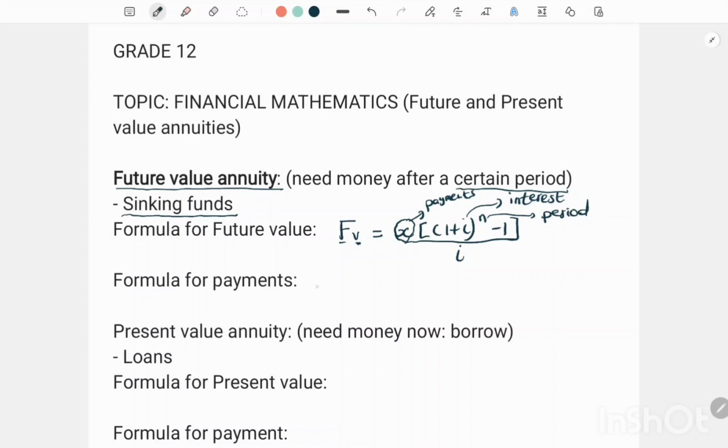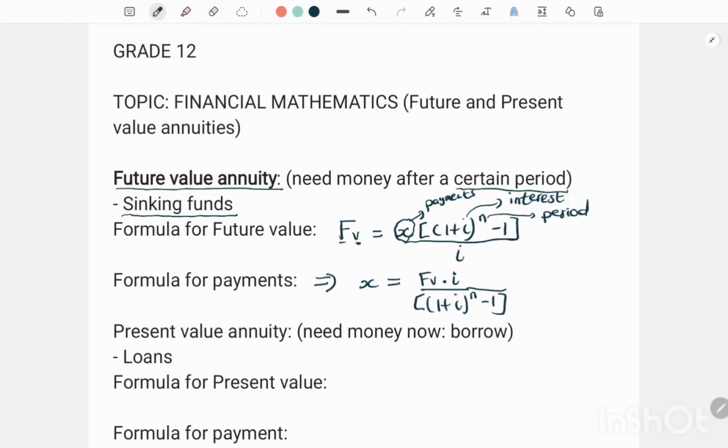There is also a formula for when you want to calculate the payments. X is equal to the future value multiplied by the interest, like when you are cross multiplying, all over that whole bracket, which is (1 plus i) exponent n, minus 1. That is the formula for the payments.